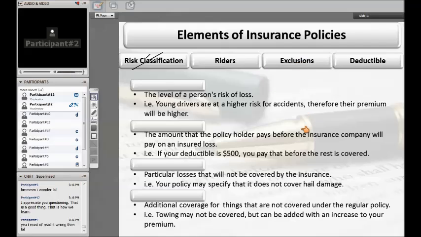All right, you guys got it. It's C, exclusions. These are things that are excluded from the insurance policy. And that leaves us with riders.